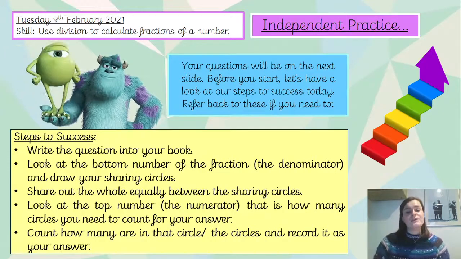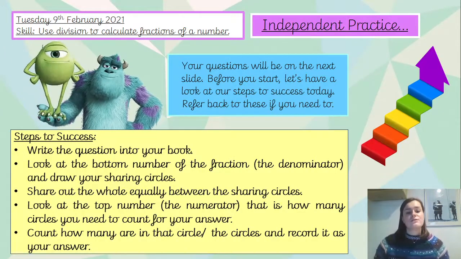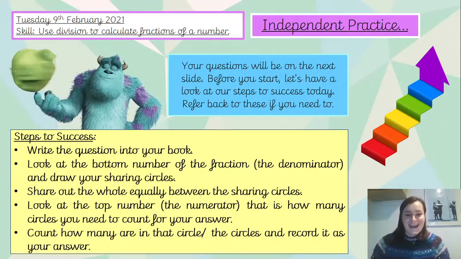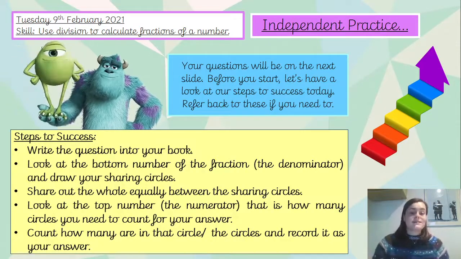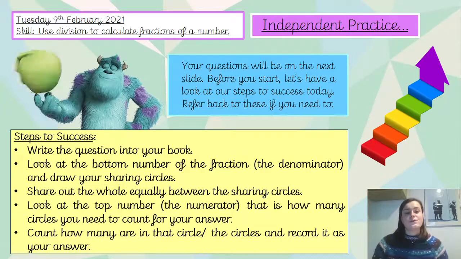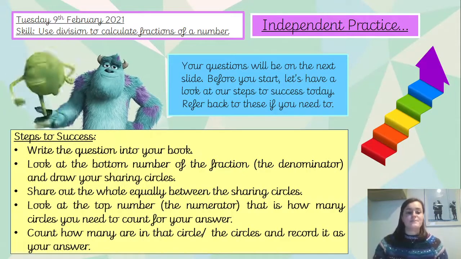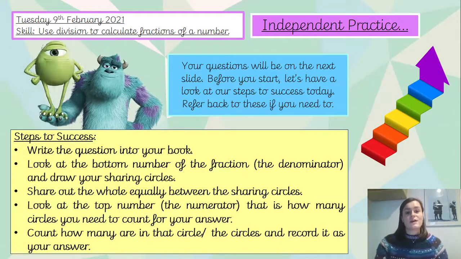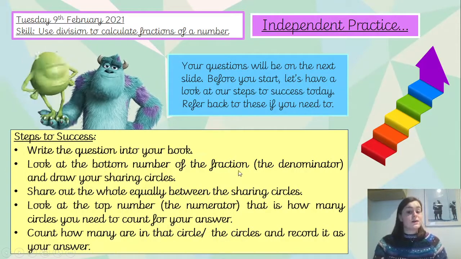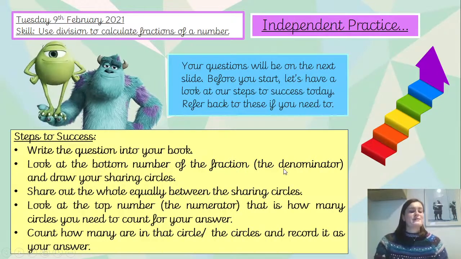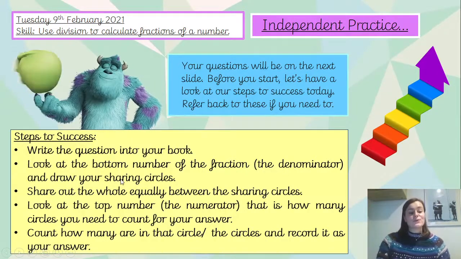Your questions will be on the next slide, but before you start, let's just read through our steps to success, which just reminds you how to set it out into your books, and you can always come back to this if you need a little reminder. So as we just did with our guided practice, you're going to write out the question into your book, then look at the bottom number of the fraction, which is called the denominator, well done, and draw your sharing circles.